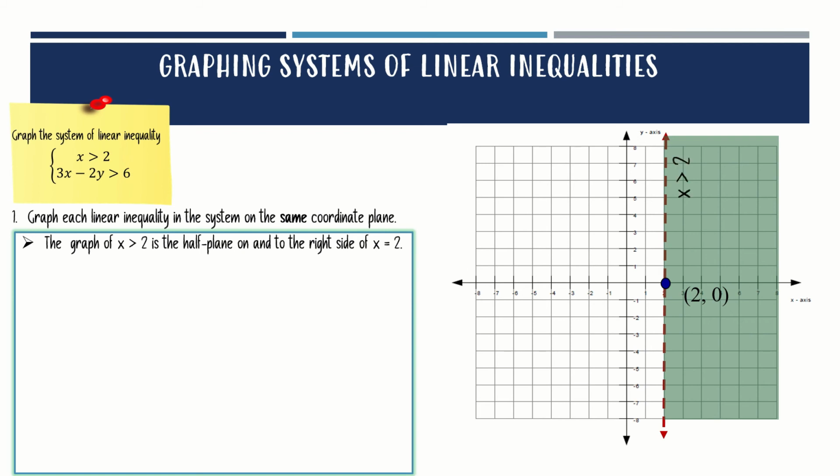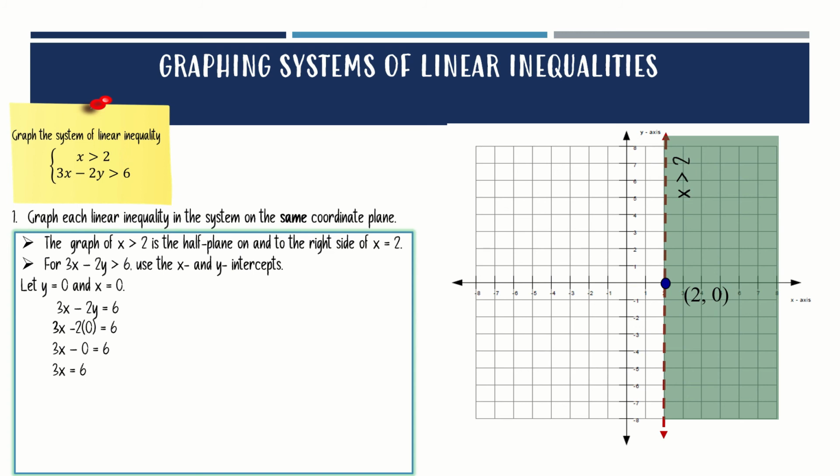Next, for 3x minus 2y is greater than 6, use the x and y intercepts. Let y equal 0 and x equal 0. Remember that in solving linear inequalities, we first change the inequality symbol into an equal sign. We have 3x minus 2 times 0 equals 6. We have 3x minus 0 equals 6, or 3x equals 6. Then divide both sides by 3. The result is x equals 2.